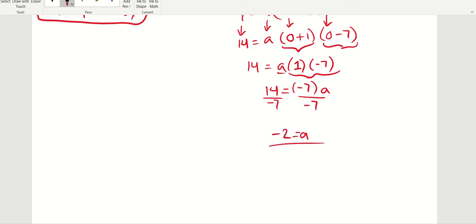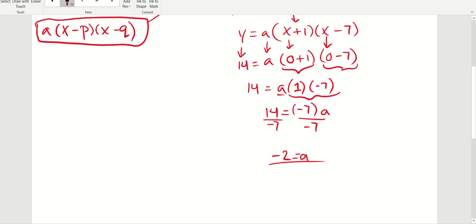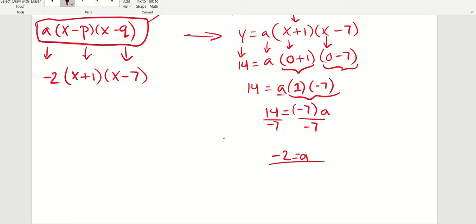Once we find the a value, we go back to our equation, which is a, and now it's -2. And then everything else is copied down, pretty much how we wrote it right there. So it's x plus 1 and x minus 7. This is your equation. You are done.